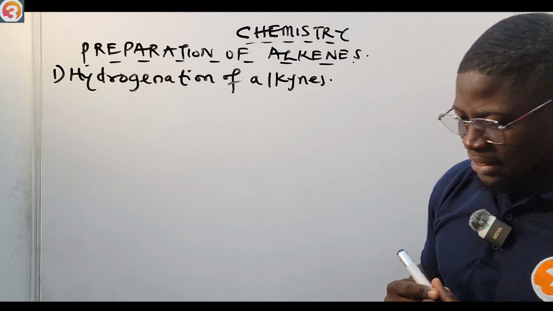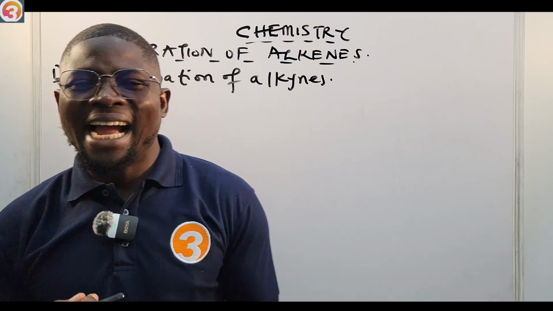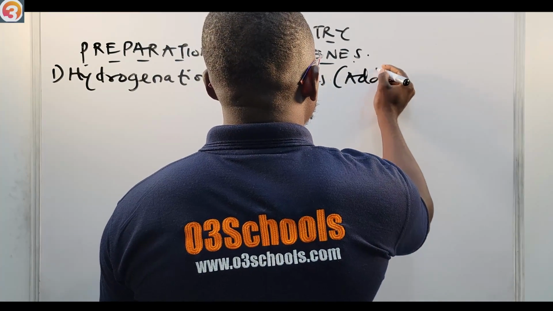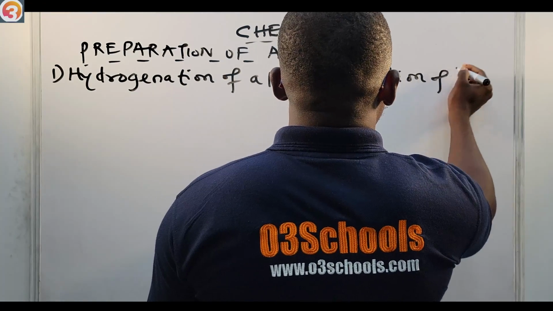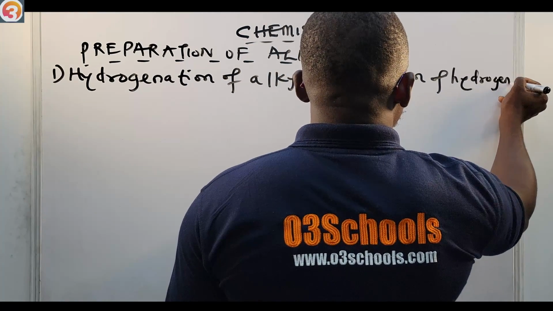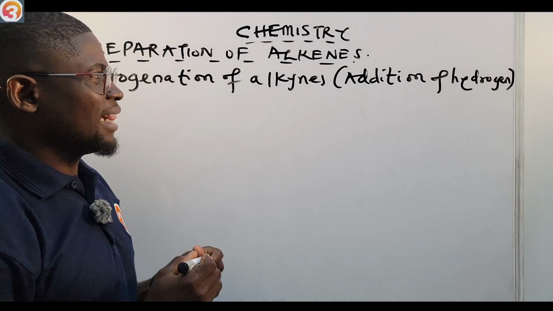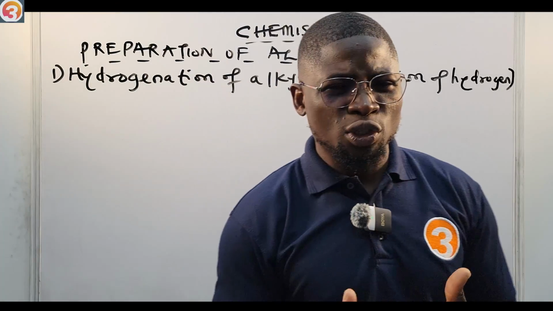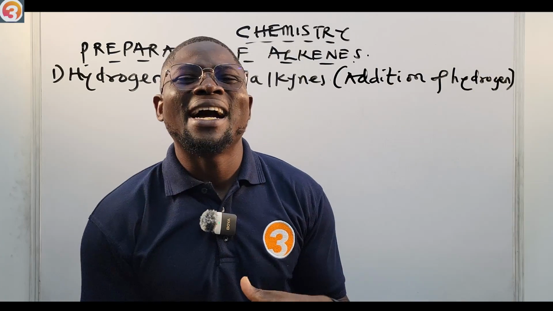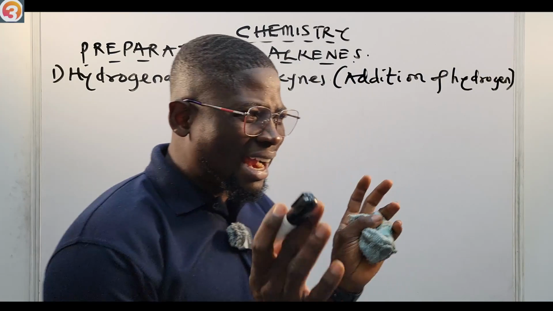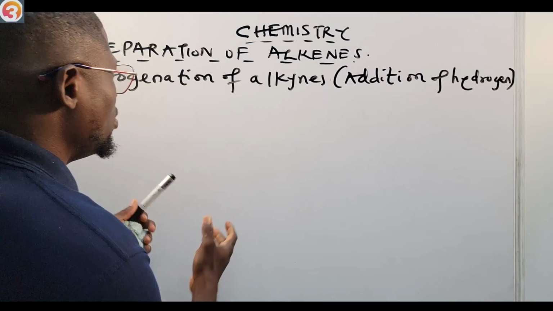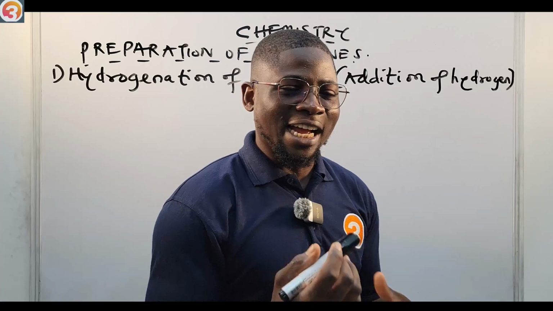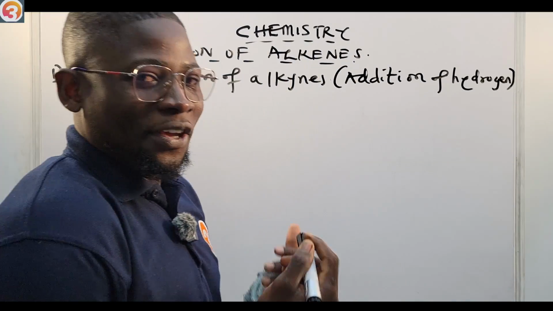Hydrogenation of alkynes means what? Addition of hydrogen. Hydrogen addition is called the hydrogenation of alkynes. Once you add hydrogen to alkynes, once you hydrogenate them, you're going to have an alkene. So the general formula for the reaction is written below. We know we have not gotten to alkynes yet, but we are going to get there. So just start having the feel of alkynes.